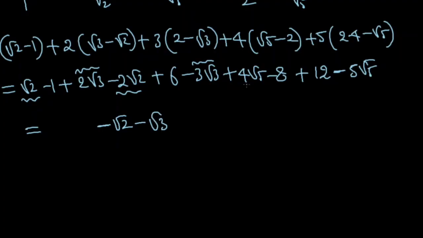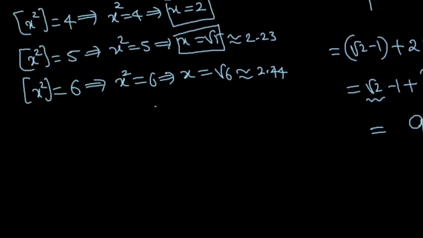Next, 4 root 5, and then minus 5 root 5. And the constants are minus 1 plus 6, which is plus 5, plus 5 minus 8 is minus 3, minus 3 plus 12 is 9. So this is 9 minus root 2 minus root 3 plus 4 root 5 minus 5 root 5.